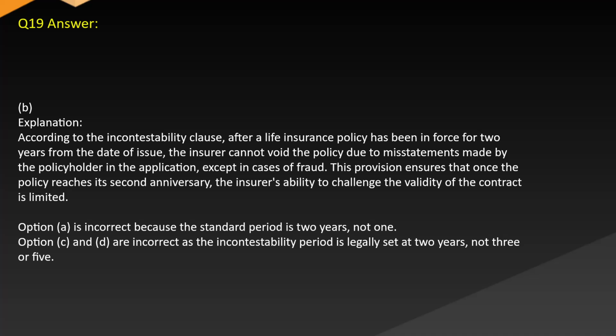This provision ensures that once the policy reaches its second anniversary, the insurer's ability to challenge the validity of the contract is limited. Option A is incorrect because the standard period is 2 years, not 1. Options C and D are incorrect as the incontestability period is legally set at 2 years, not 3 or 5.